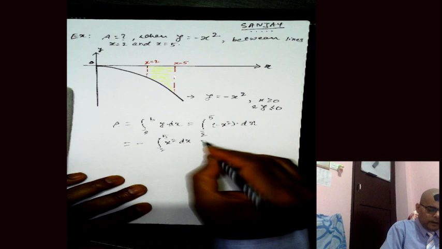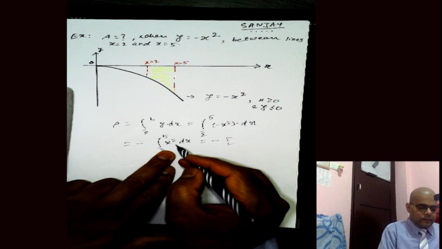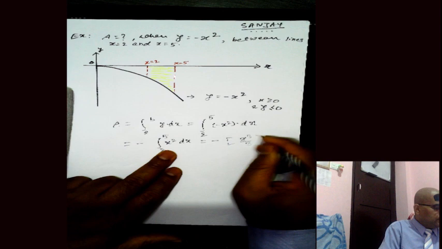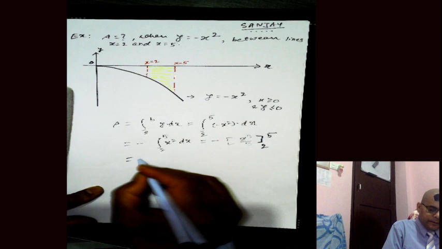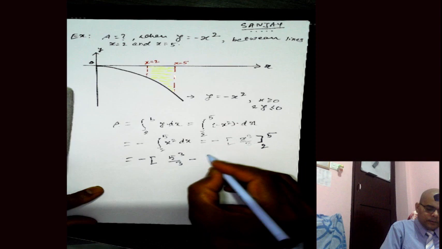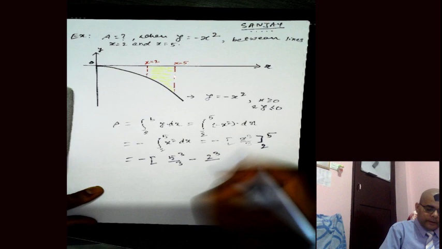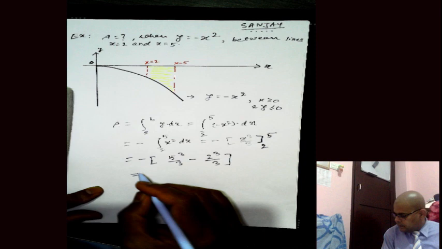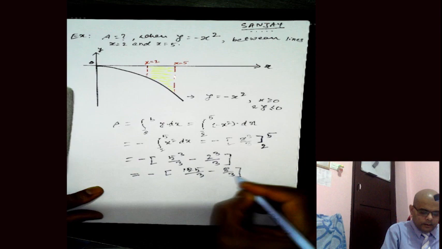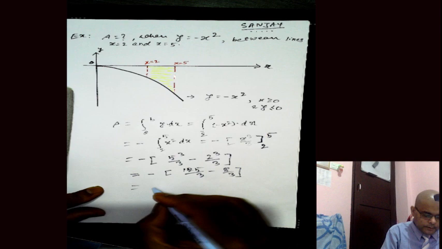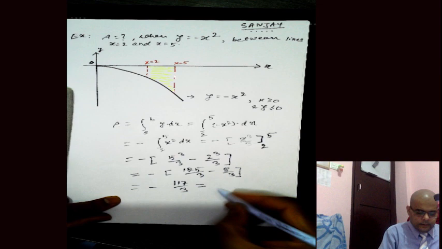The integration of x square is x cube by 3, and with the lower limit 2 and upper limit 5, it is minus, 5 cube by 3 minus 2 cube by 3, since we are putting 2 in place of x. After calculating this, you will find it is minus, 125 by 3 minus 8 by 3, and if you deduct 8 from 125, it's going to be 117 by 3, and finally it is minus 39.